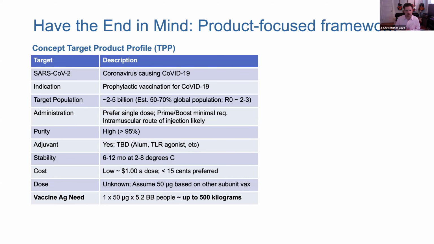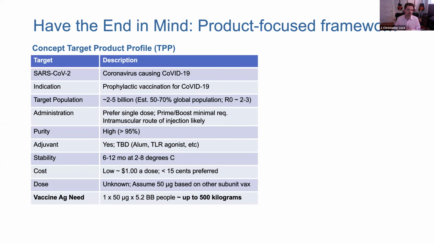For global use, it needs to be stable for long periods of time, in a liquid formulation, with minimal refrigeration. And the cost should be low. I mean, obviously $1 a dose seems pretty expensive. Maybe in this case, that's a reasonable amount, but 15 cents a dose or less for the final product would obviously be much better to be able to reach all parts of the world.